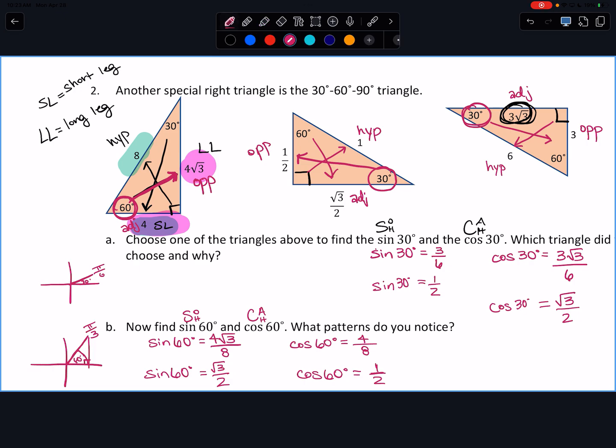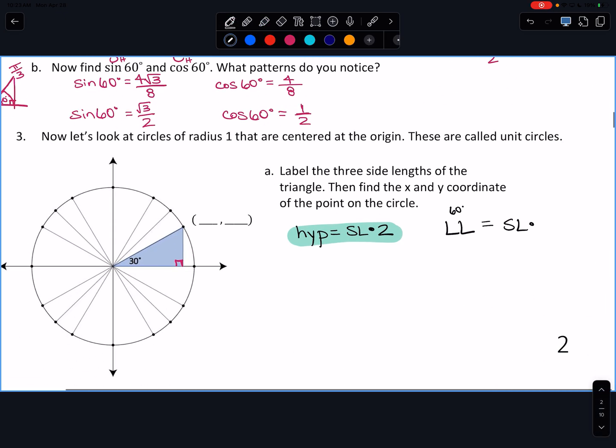It's just times square root of 3. There you go, there's your 2 formulas. They will always work. You just have to remember, short leg is across from 30, long leg is across from 60. Okay? You can get these without it, but if you can remember the formulas, it just makes your life a lot quicker, right? But you can always do SOHCAHTOA, and then you just have to figure out which answer would help.